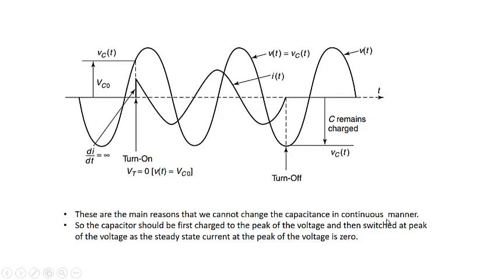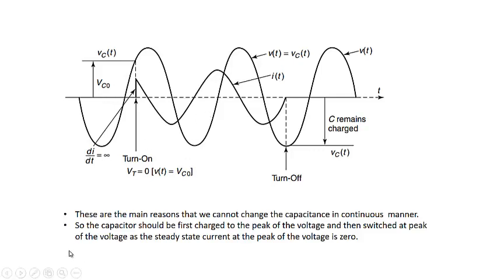So these are the two main reasons because of which we cannot change the capacitance in a continuous manner, or we can say we cannot give the pulses at any value between 0 and 90 degrees. So we have to give it at alpha equal to 0 with respect to peak, or alpha equal to 90 degrees with respect to the origin, and alpha equal to 180 degrees with respect to the origin, or alpha equal to 90 degrees with respect to peak.